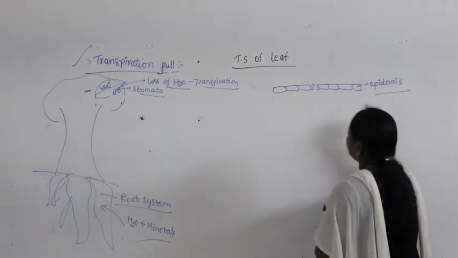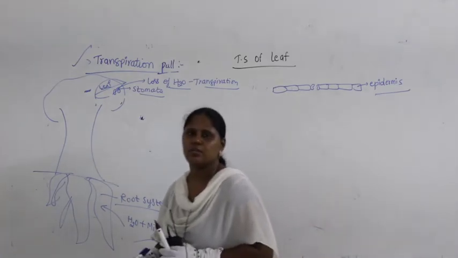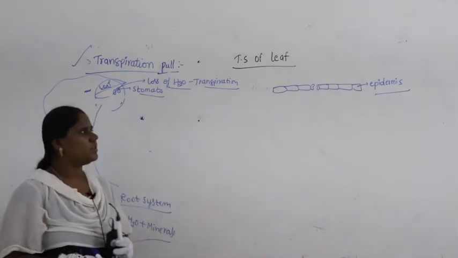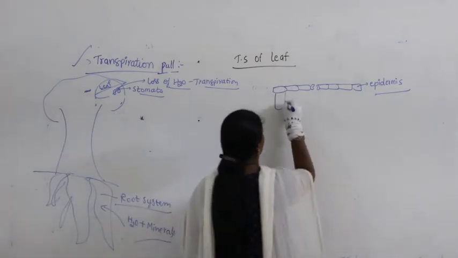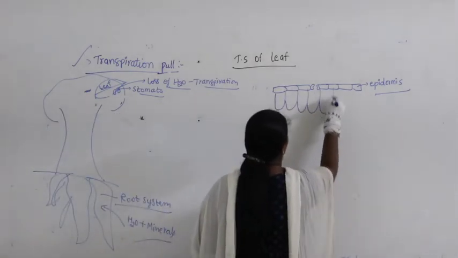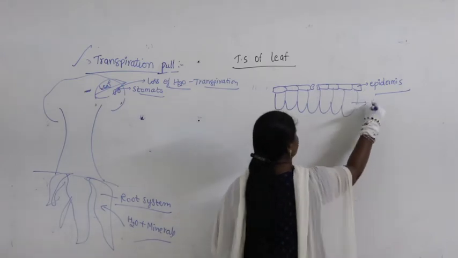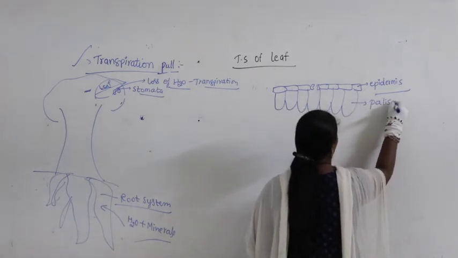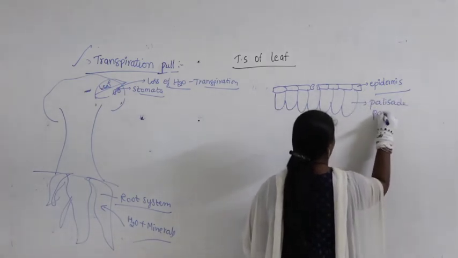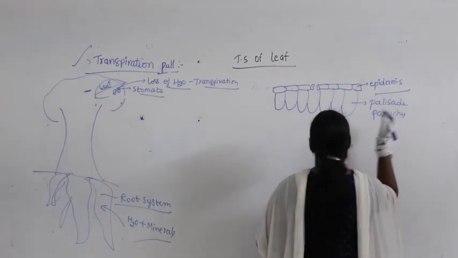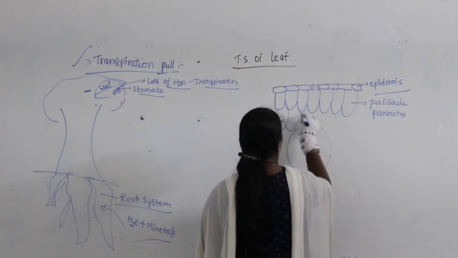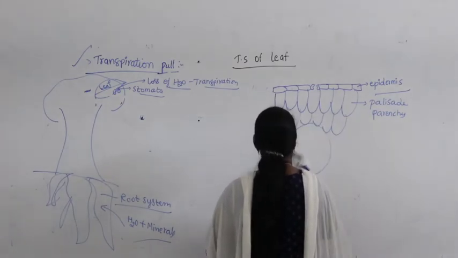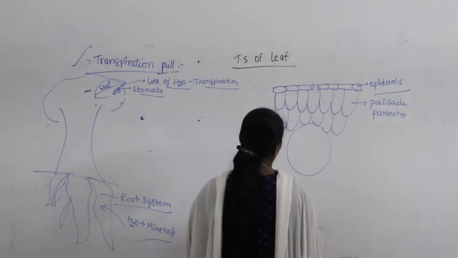Now let us talk about the dicot leaf. In the case of a dicot leaf, the mesophyll is differentiated into palisade and spongy. So this is nothing but palisade parenchyma. In the center you find the vascular bundle. Again you find palisade parenchyma, and down you find epidermis.